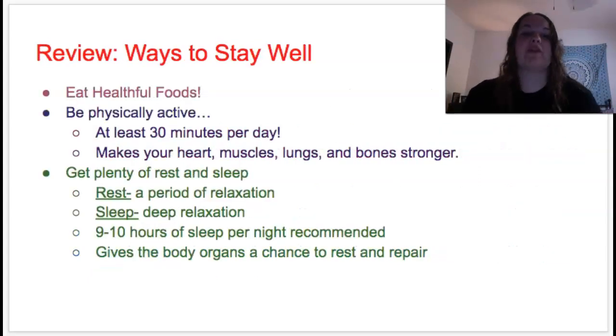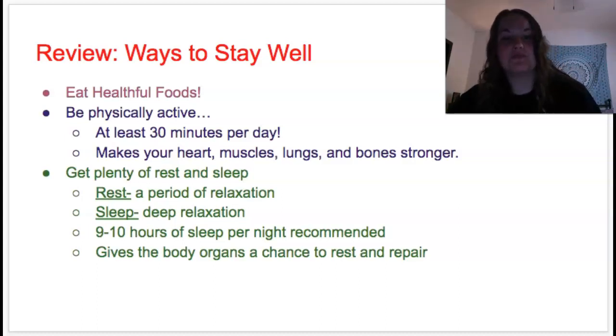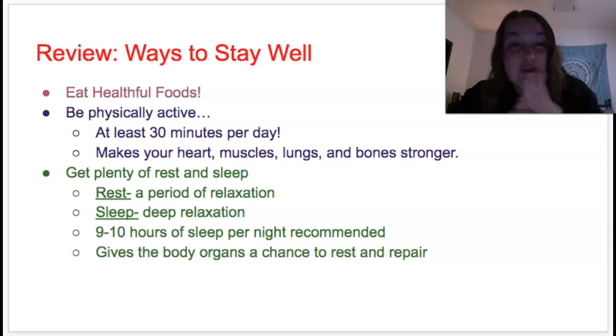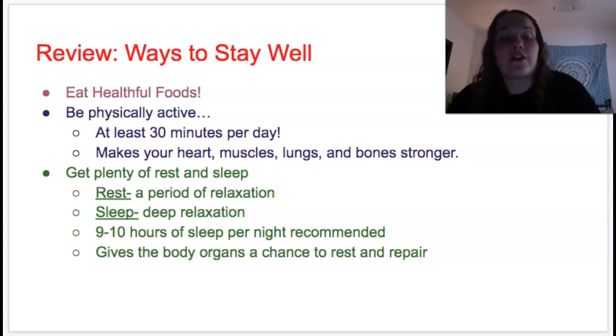So, just some review, some ways to stay well: eat healthy foods, be physically active at least 30 minutes per day, take a nice walk around the neighborhood. I know our options are limited right now, but take a walk around your neighborhood, go outside and play with your brothers and sisters, or even maybe try to do some exercises indoors. Exercising for 30 minutes per day makes your heart, muscles, lungs, and your bones stronger, which we can always do more with. So, your last one, get plenty of rest and sleep.